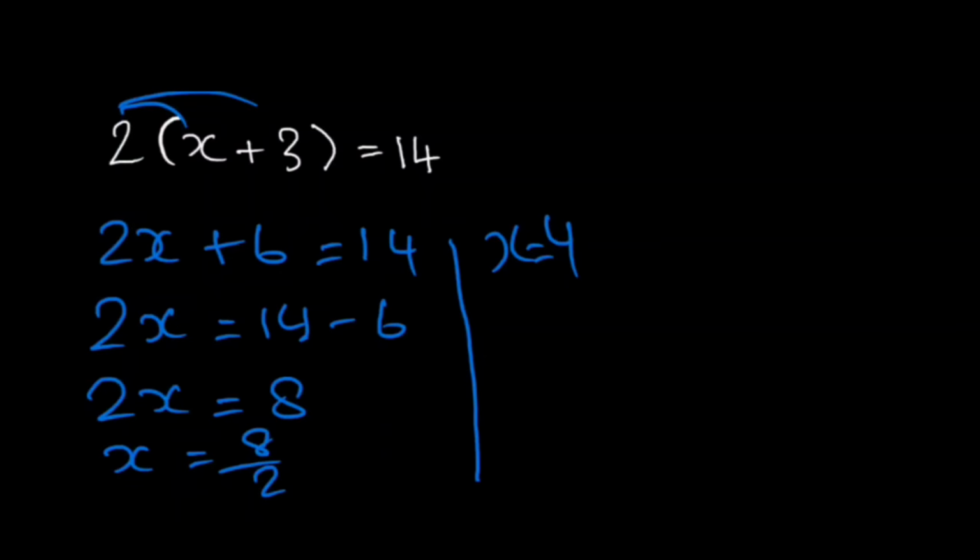Let's verify this answer. 2 into 4 plus 3 is equal to 14. 2 into 7 is equal to 14.